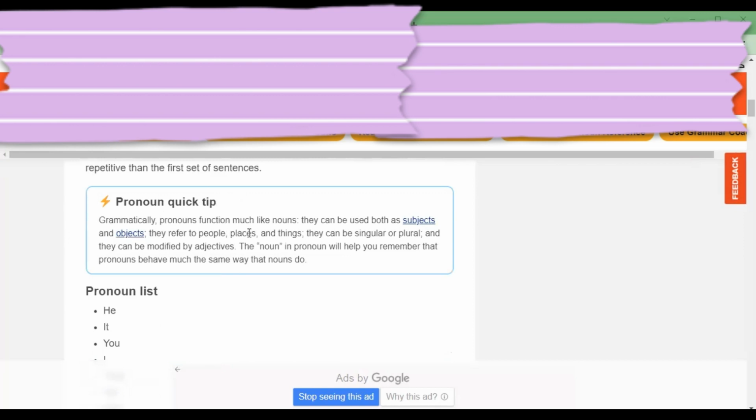Grammatically, pronouns function much like nouns. They can be used both as subjects and objects. They refer to people, places, and things. They can be singular or plural, and they can be modified by adjectives. So the "noun" in "pronoun" will help you remember that pronouns behave much the same way that nouns do.